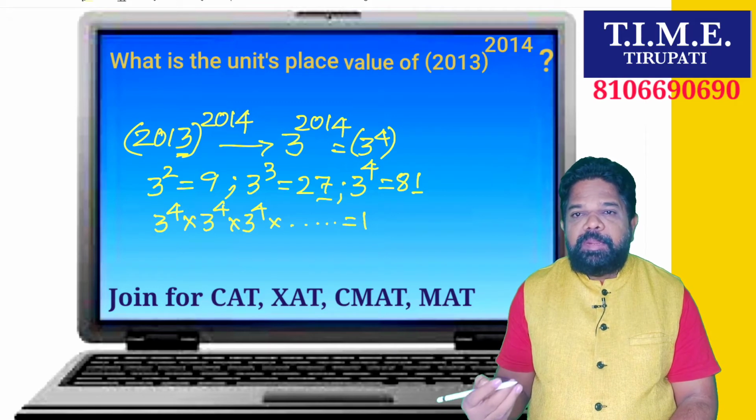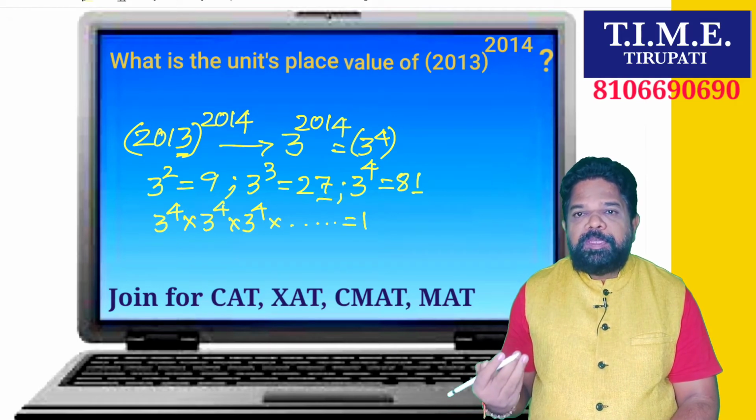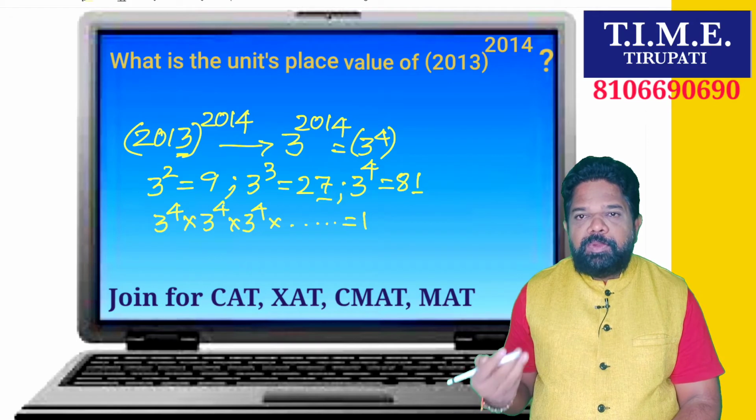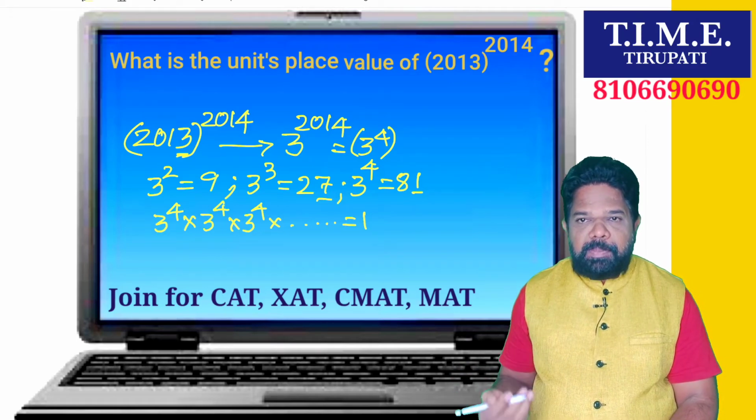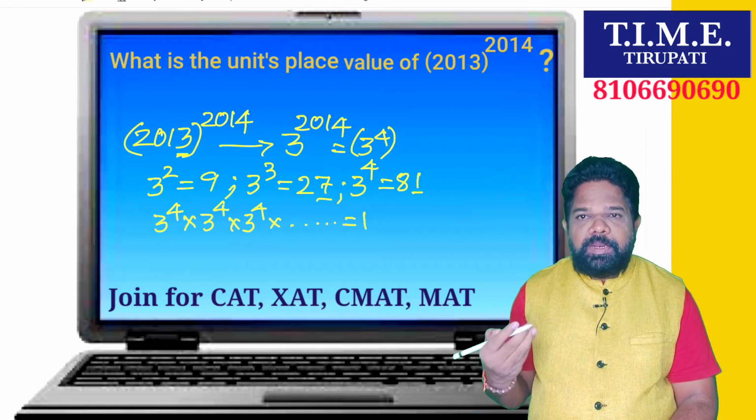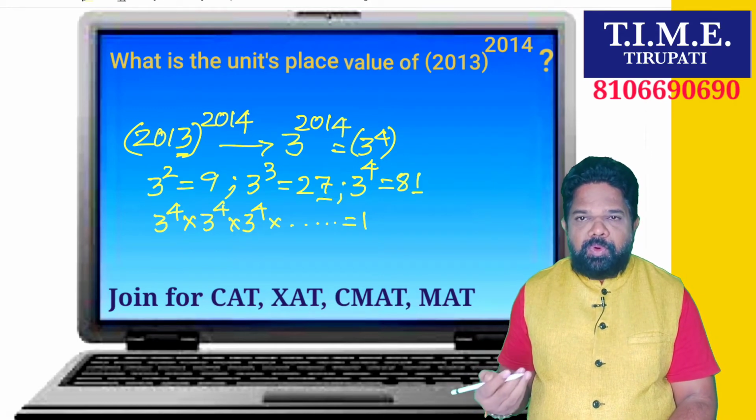Why can it be written as only 3 power 4? We know 3 power 4 has units place value 1. If the units place value is 1, and we multiply it infinite number of times, we get the same digit as the units place value. That is our plan. So 3 power 2014 can be written in terms of 3 power 4 only.